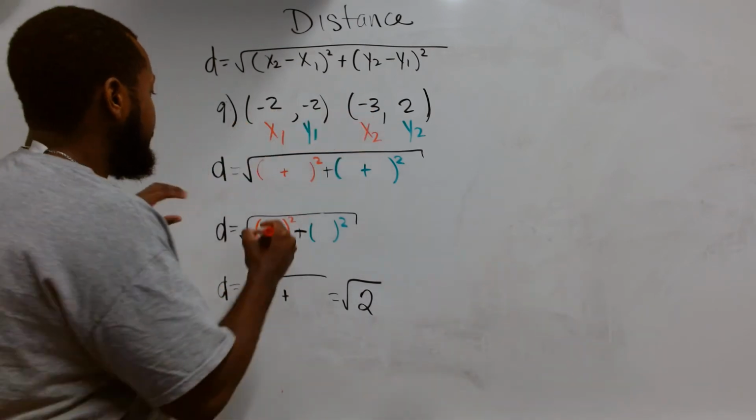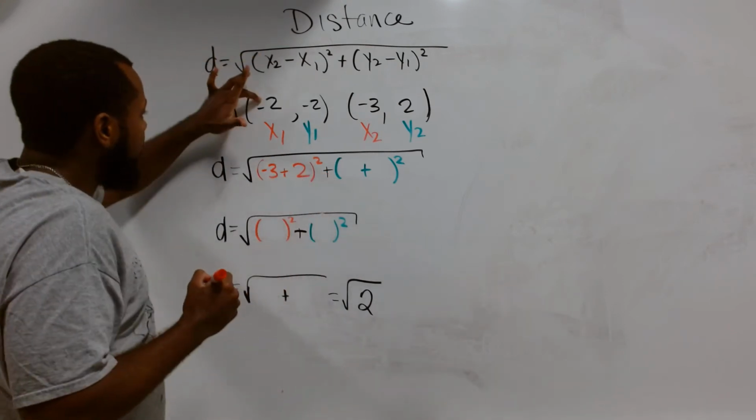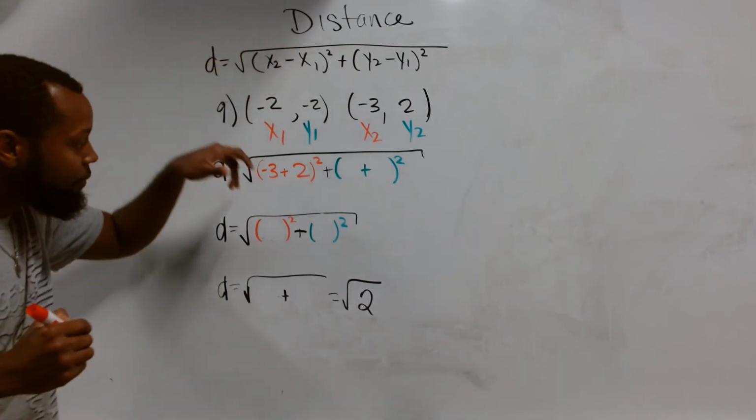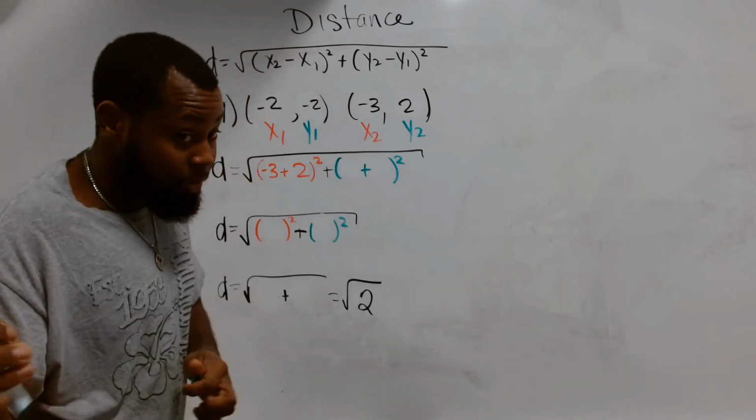So, we have negative 3 plus 2. 2 negatives. A negative times a negative will give you a positive. Never forget that. And if you do, you better remember it for test day.